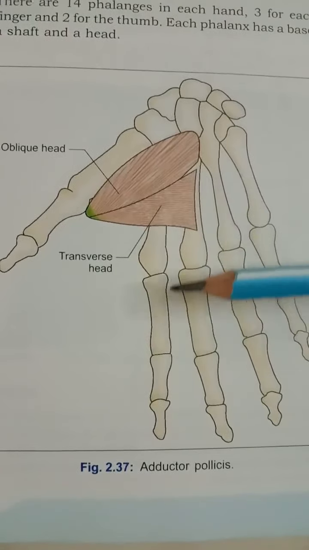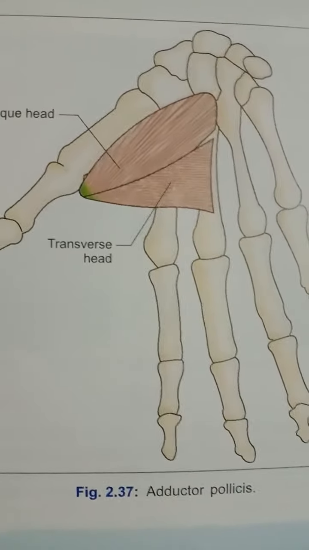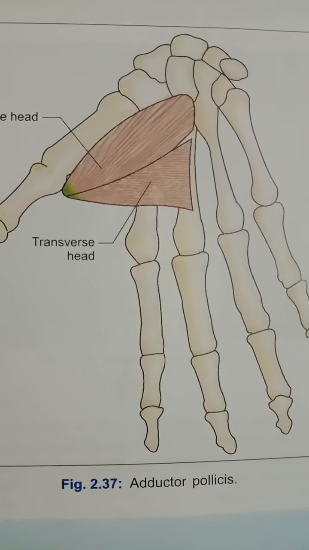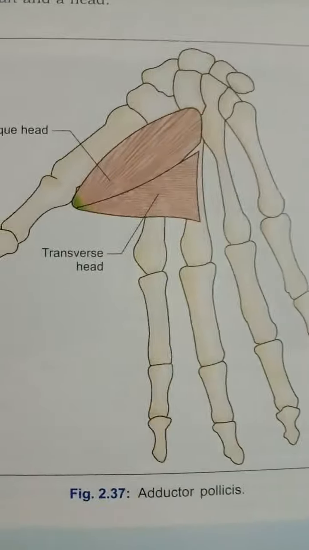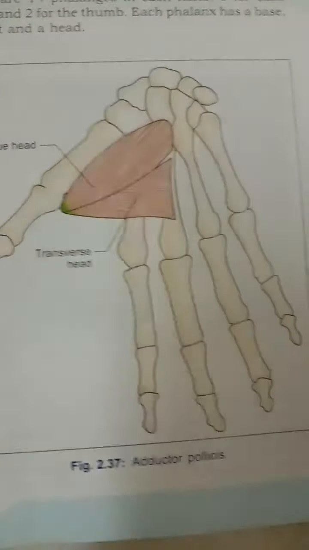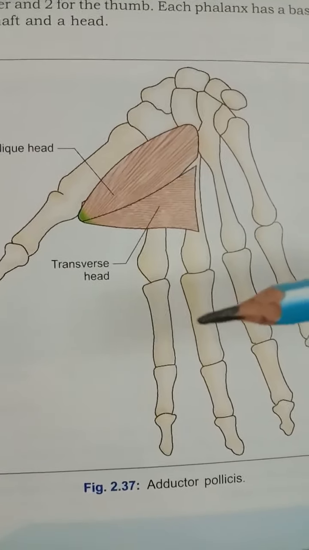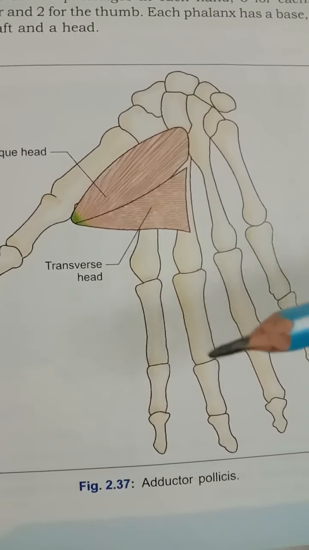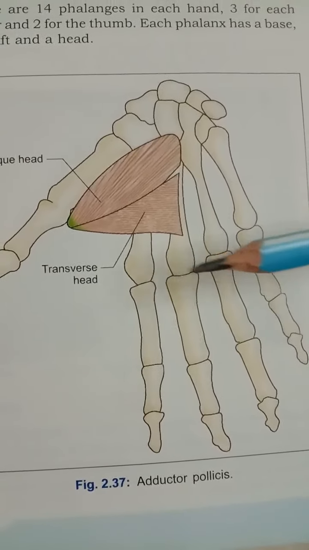Each phalanx ossifies by two centers: one primary center for the shaft and one secondary center for the base. The time of appearance for the ossification: the primary center for the proximal phalanx occurs in the 10th week of intrauterine life.